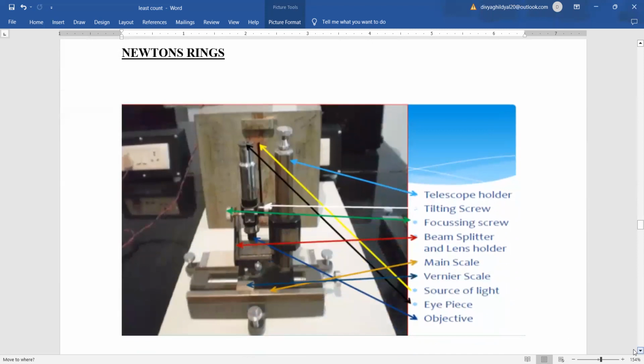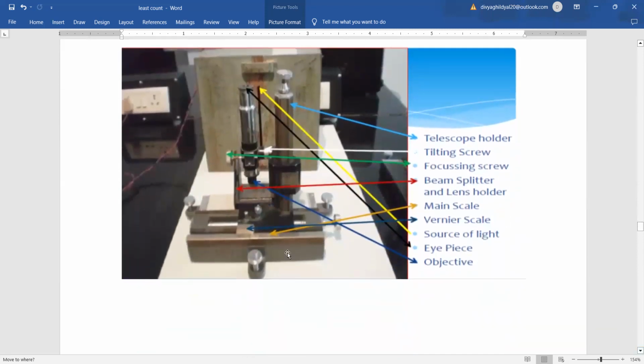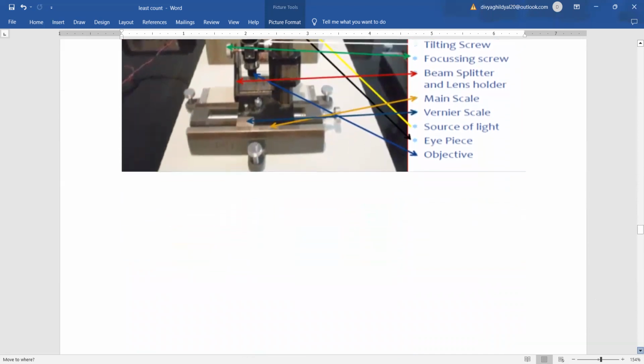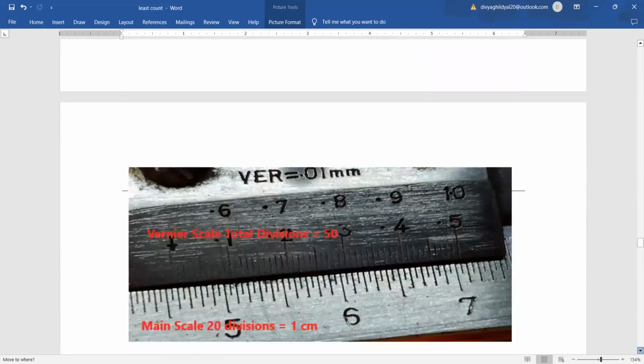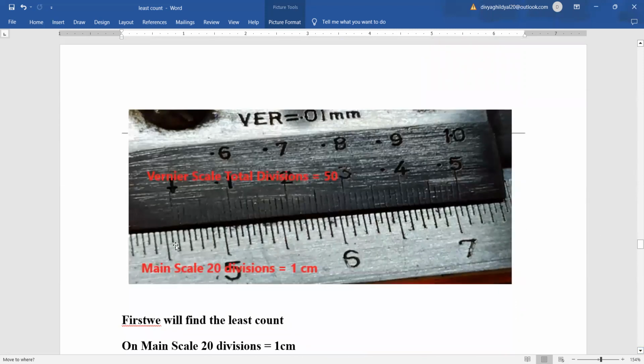This is my Newton ring apparatus. Now I am going to read this scale for the diameter of the fringes. So this is my main scale and this is a vernier scale. Few Newton ring apparatuses also have a circular scale as their vernier scale. This is a closer look of your Newton ring apparatus. Here is the main scale reading. Let us have a closer look.